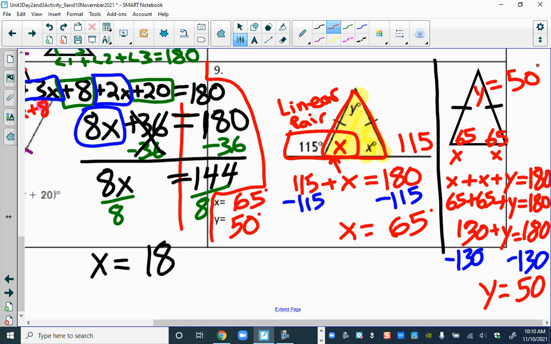Okay, questions on these two problems? And again, going back to linear pair, going back to the sum of three angles. You've dealt with it before, and we're going to be dealing with it again. All right. Final questions on this problem now. Okay. All right.